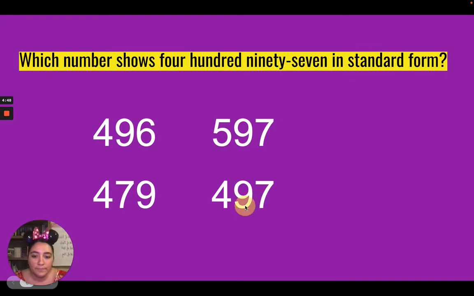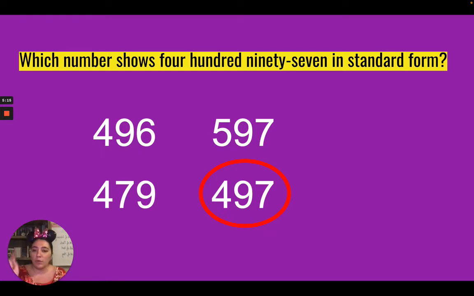Why no reveal? There we go. So 497, boom. We've talked about this. As you can see, we have 496, we have 479, we have 597. All these numbers are super similar. Even if you say them and they sound different, when we're just looking at them quickly, they can look super similar. So this is why we go back and we check our work.